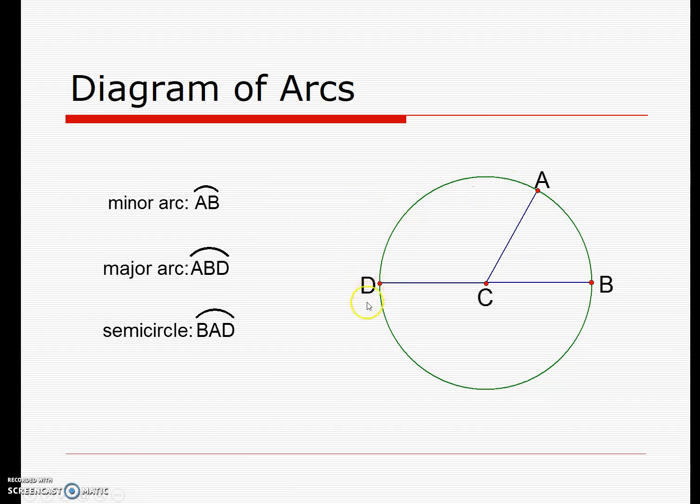So typically we wouldn't call this one BD. The purpose of that is because that's telling us whether we're talking about the top part or the bottom part. If we didn't have the A in the middle, we wouldn't know that we're referencing this portion of the circle rather than the bottom one there.